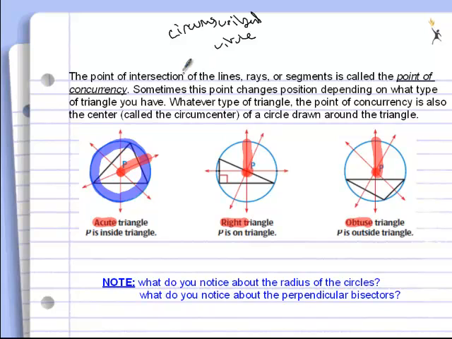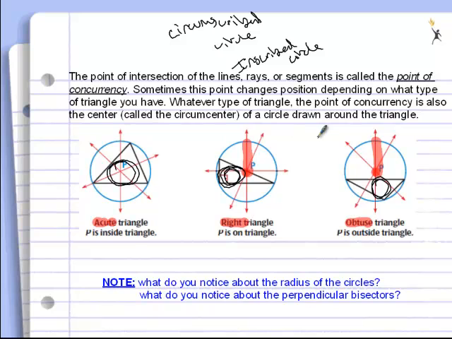At some point during the year, actually coming up pretty soon, we're going to talk about another type of circle that occurs on the inside of the shape. And that is actually called an inscribed circle. Not yet, but just kind of giving you a heads up of what's to come. But just to understand something, that point of concurrency for the perpendicular bisectors always is the center of that circumscribed circle.